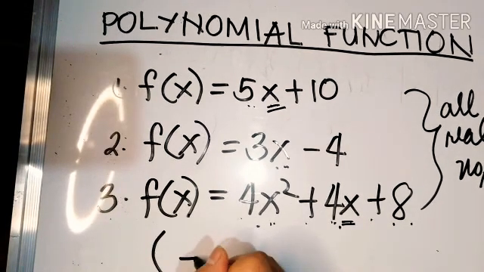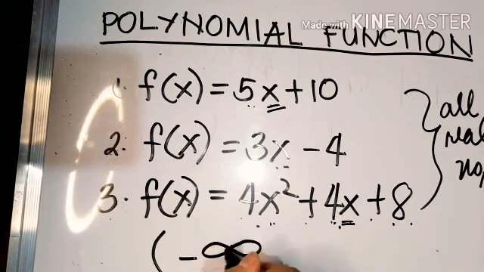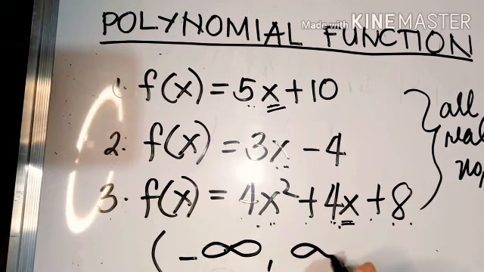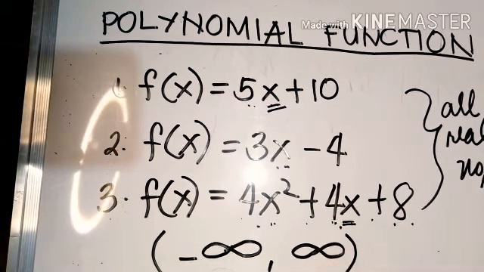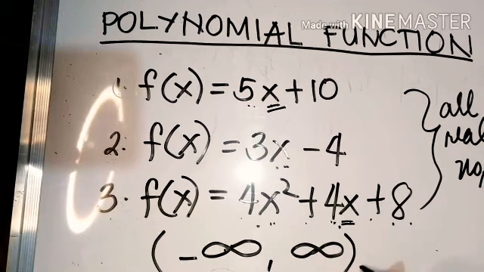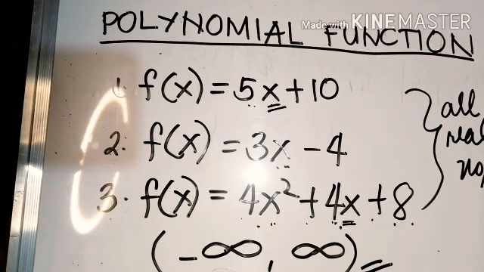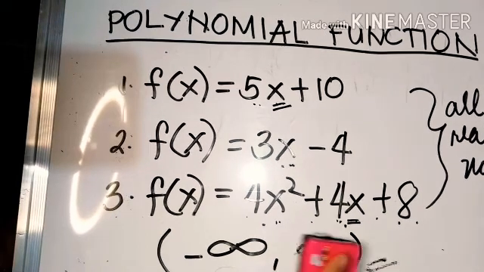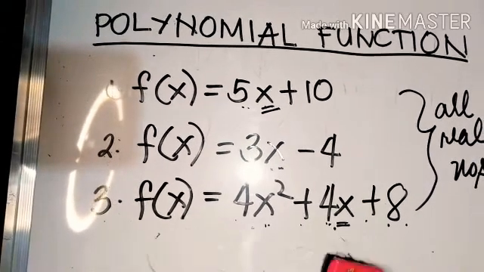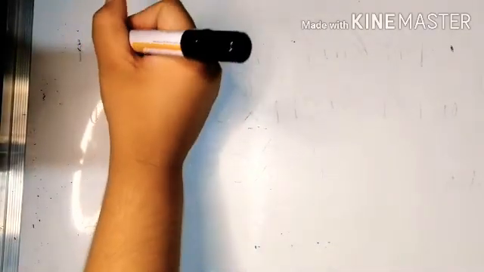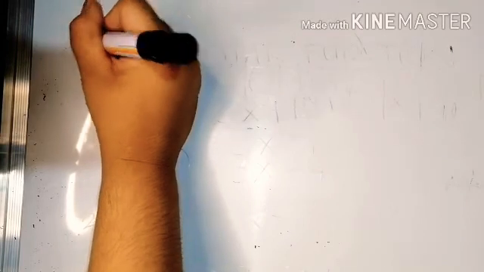So, let's have the open parenthesis. Kasi open parenthesis, that is for infinity, so, negative infinity, comma, positive infinity, close parenthesis. Meaning yan, kapag nakakita kayo ng ganyan, ang kanyang value ng domain ay all real numbers. How about this second example?